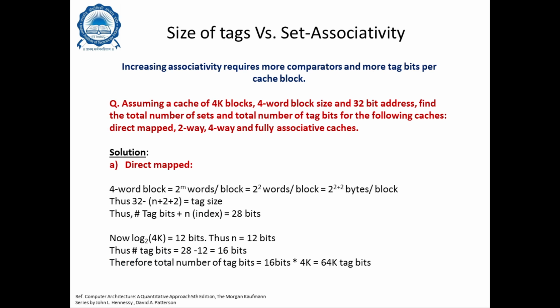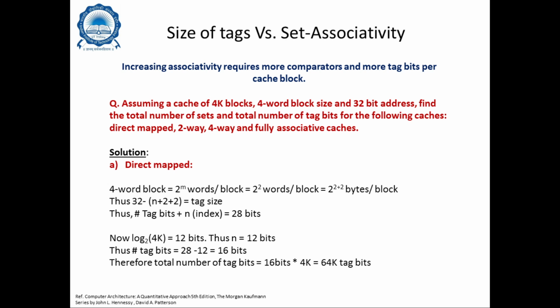Okay, now let us move to the next part of this. Let us try to find out a trade-off between the size of the tag versus set associativity. Okay, how are the two related to each other? Now, increasing the associativity requires more comparators, as you have seen, and therefore it requires more tag bits per cache block because we are doing more comparisons. So keeping this in mind, let's do one example.